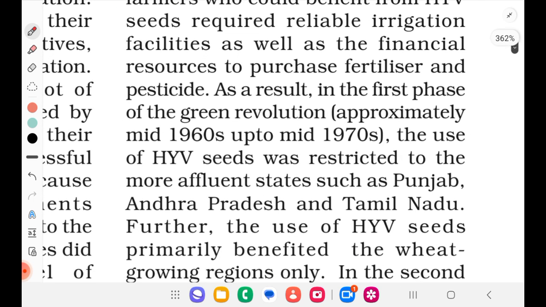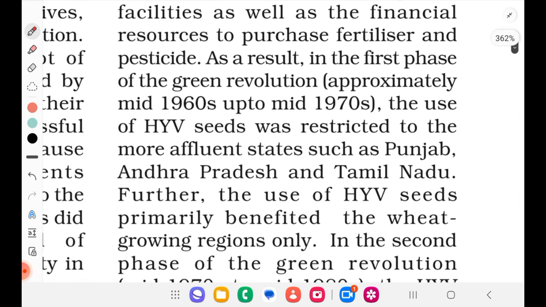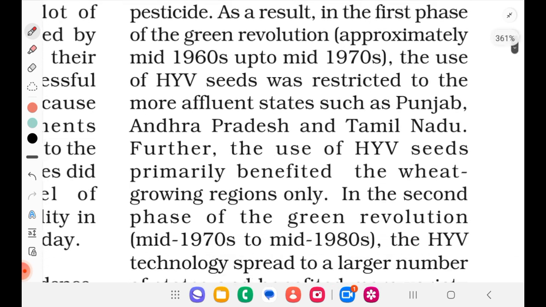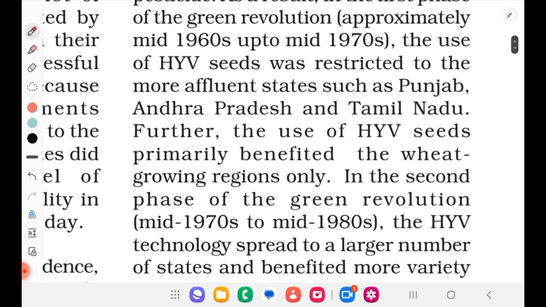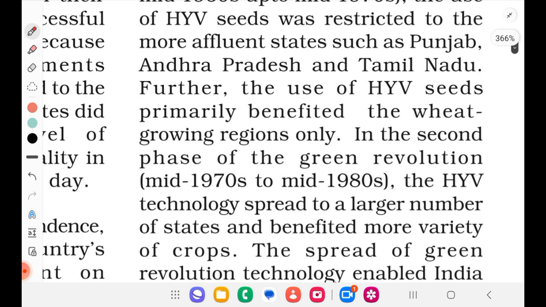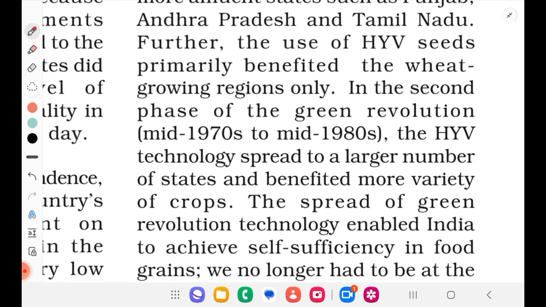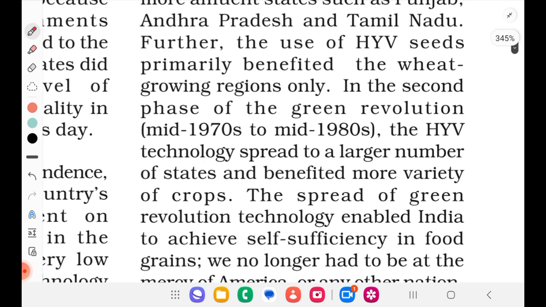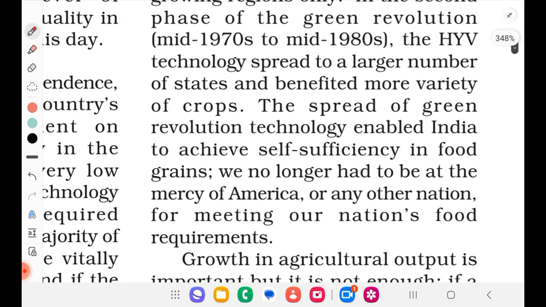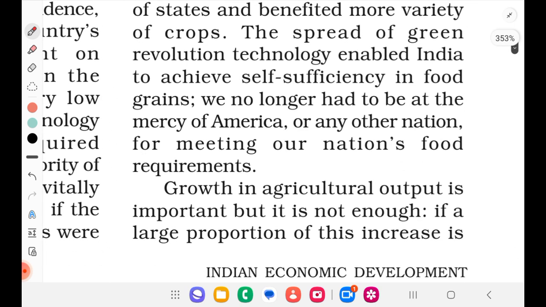As a result, in the first phase of the Green Revolution, approximately mid-1960s up to mid-1970s, the use of HYV seeds was restricted to the more affluent states such as Punjab, Andhra Pradesh and Tamil Nadu. Further, the use of HYV seeds primarily benefited the wheat growing regions only. In the second phase of the Green Revolution, mid-1970s and 1980s, the HYV technology spread to a larger number of states and benefited more variety of crops. The spread of Green Revolution technology enabled India to achieve self-sufficiency in food grains. We no longer had to be at the mercy of America or any other nation for meeting our nation's food requirement.